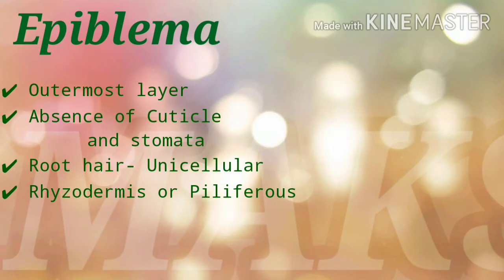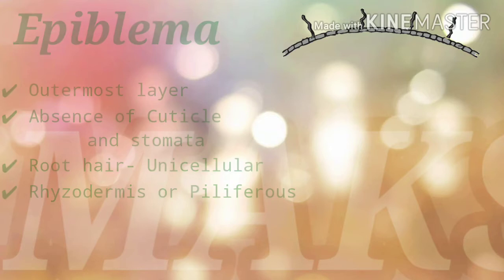The first part of dicot root is epiblema. Epiblema is the outermost layer. Cuticle and stomata are absent. A single unicellular layer of root hair is present. Epiblema is also called a rhizodermis or a piliferous layer.